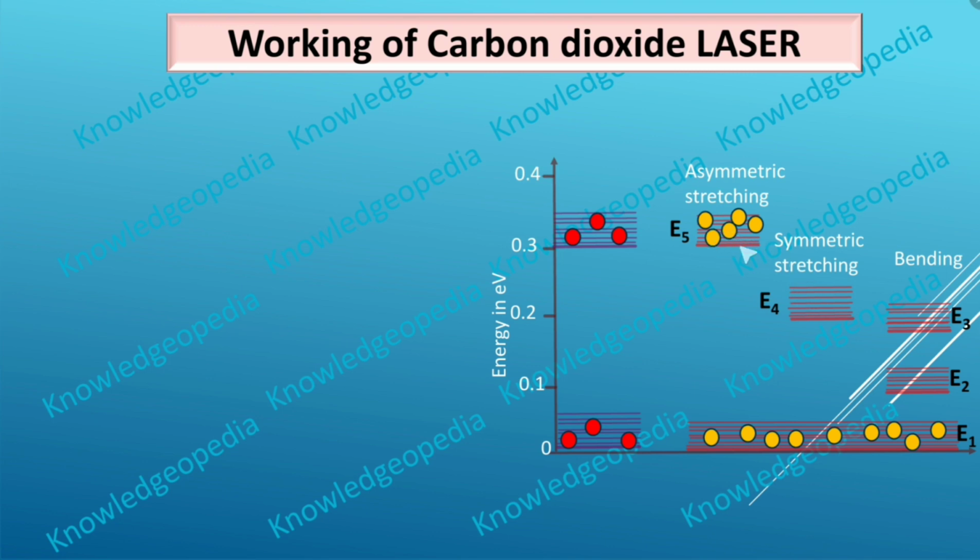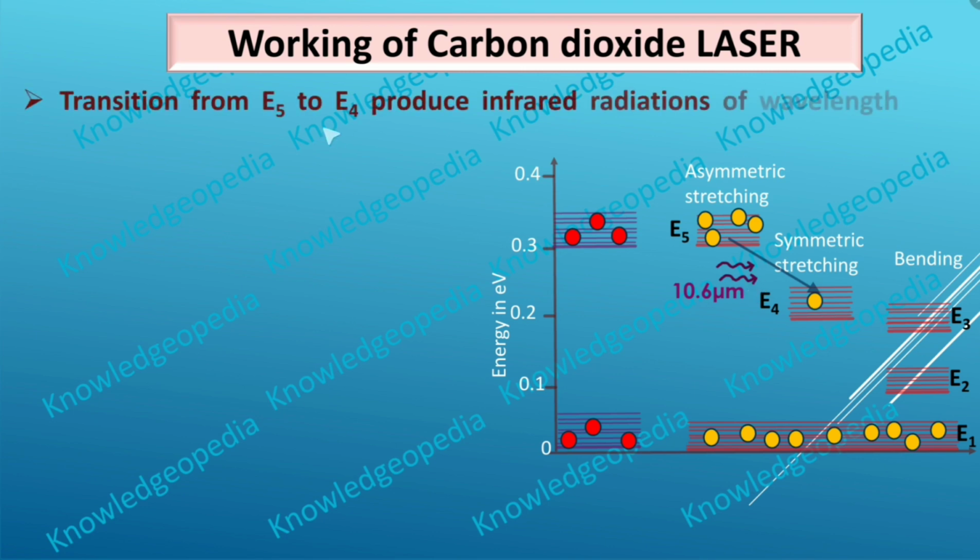One because of the transition between E5 and E4, and the second one is because of the transition between E5 and E3. If the transitions are different, we are getting different outputs. Let us see what the outputs are. So the first one is due to the transition from E5 to E4. Because of this transition, the wavelength of the light we are getting is 10.6 micrometer. So the transition from E5 to E4 produces infrared radiation of wavelength 10.6 micrometer.